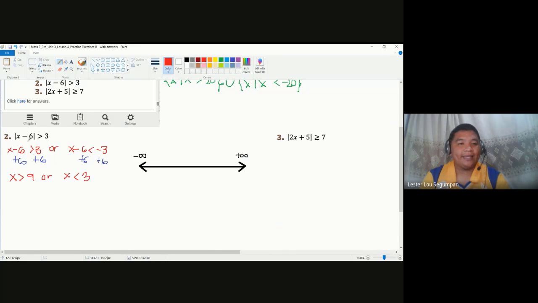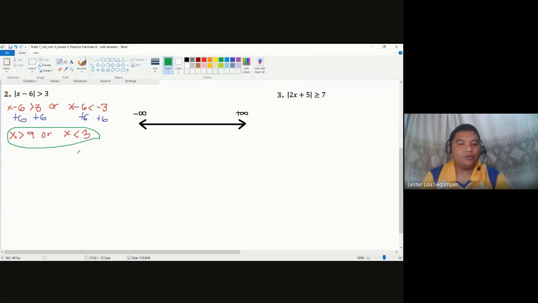Let's start with 10. 10 minus 6 is 4. Absolute value of 4 is greater than 3. Correct. For less than 3 here, you may choose 0 if you want. 0 minus 6 is negative 6. Absolute value of negative 6 is positive 6, which is greater than 3. This would mean that our notations here are correct.